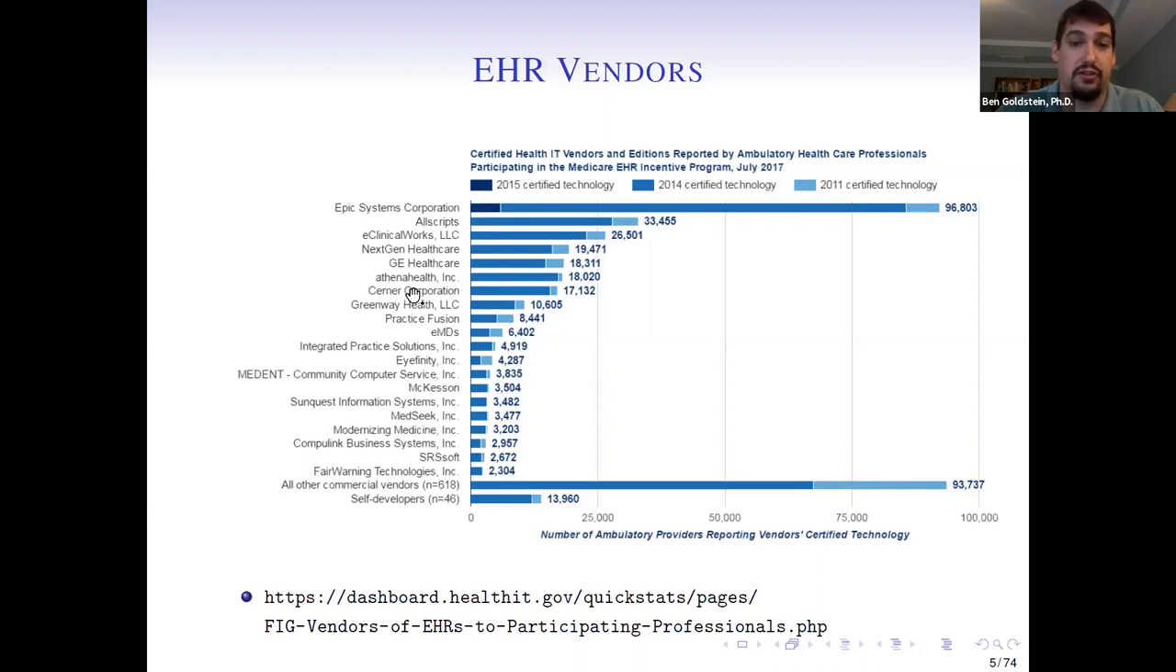You have the vendor Cerner, which is another academic healthcare one. Practice Fusion is more for outpatient practices. So you can almost think about EHR vendors as different types of operating systems. You have Microsoft, you have Apple, and in the same way, you have a lot of different types of EHR vendors which create their own types of platforms.